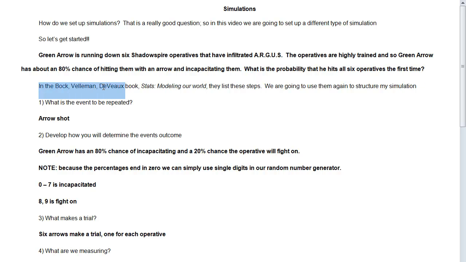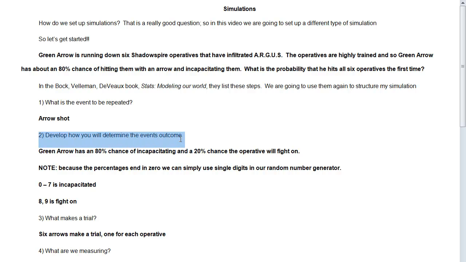Again, in the De Veaux Velleman book, Stats: Modeling the World, they list the 7 steps we used in the previous video, and we're going to use them again to structure the simulation. So step number 1, what is the event to be repeated? Well, it's an arrow shot. Arrow is going to shoot them with an incapacitating arrow.